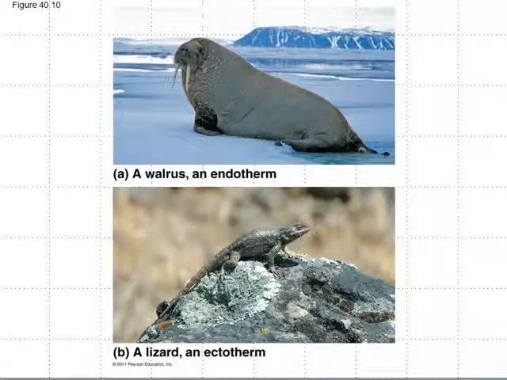Good example here in your textbook of an endotherm, a walrus, which of course is a mammal. He regulates his body temperature even though the external temperature may be 0 or under 0 degrees Fahrenheit. He has the ability to maintain a steady internal body temperature. And then a lizard is a non-avian reptile, a good example of an ectotherm, who will use the external environment to maintain and modulate his internal temperature.